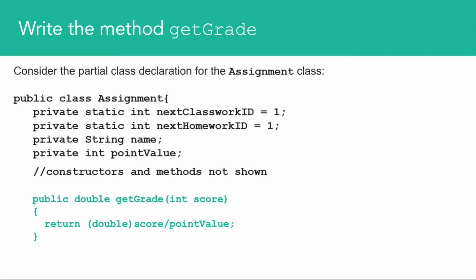One way you could write this method is public double getGrade, passing a parameter integer score, and it's going to return score divided by point value. This method will need to return a double. In order to do so, remember to cast one of the two integers as a double.